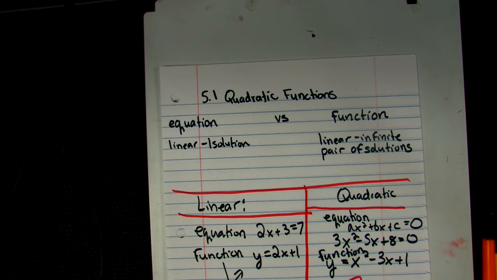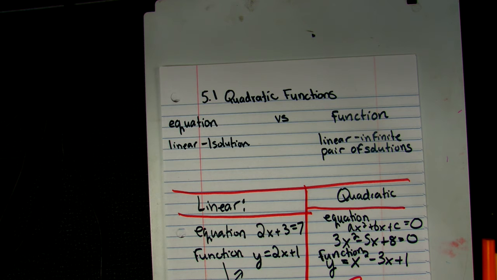Today we're going to talk about quadratic functions, which is in section 5.1 of your BJU Press Algebra 2 textbook. And we're going to look at things like domain, range, maximum and minimum values. We're going to look at the graphs and parabolas, and how to graph a quadratic function by plotting points.